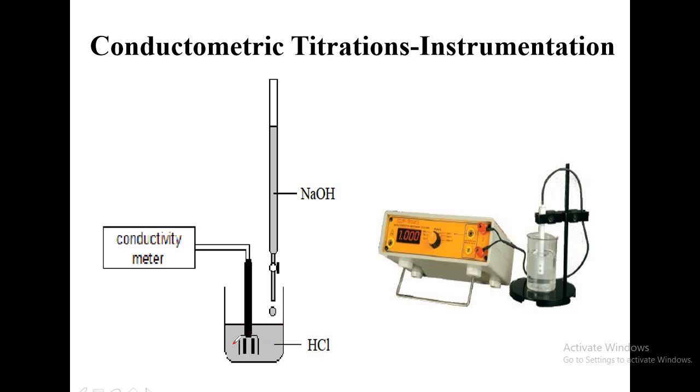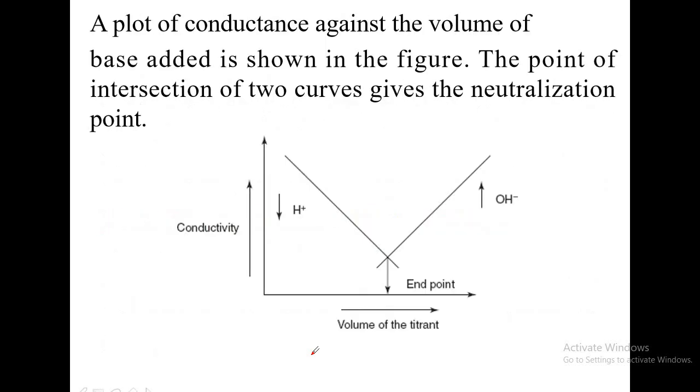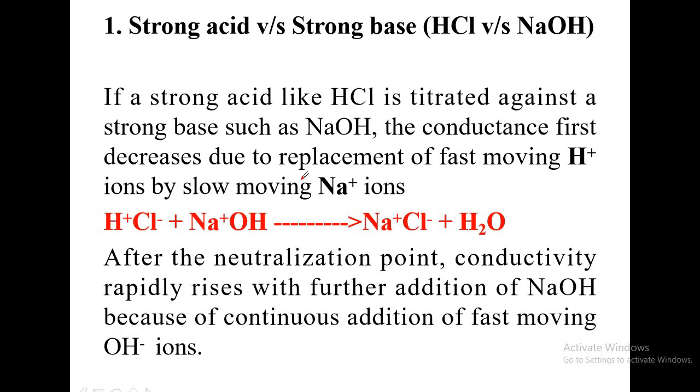So in the beginning stage the conductance is high, and that is all due to the large number of H plus ions present in the solution whose size is very small. We have studied that if the number of ions is more, conductance is more, and if size is small, conductance is more. So in the beginning conductance is very high, due to the large number of H plus ions.